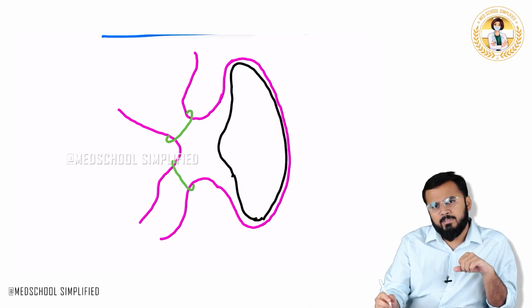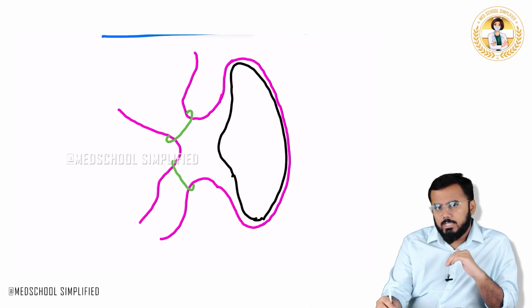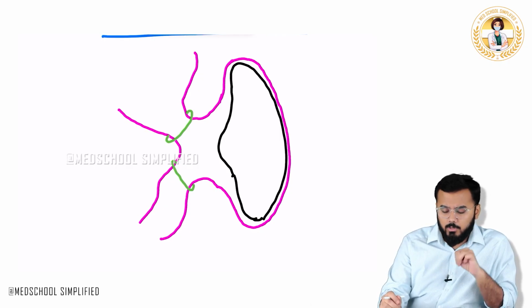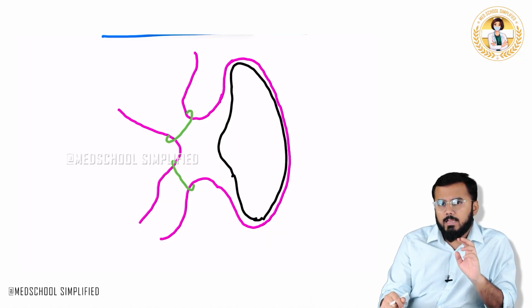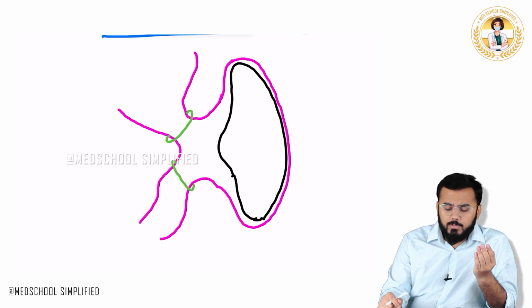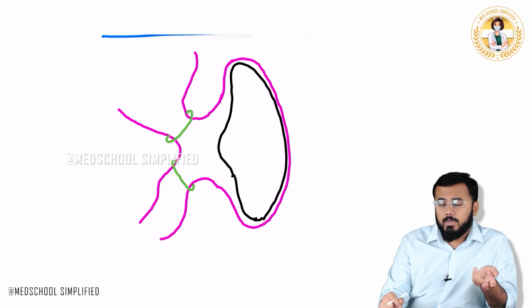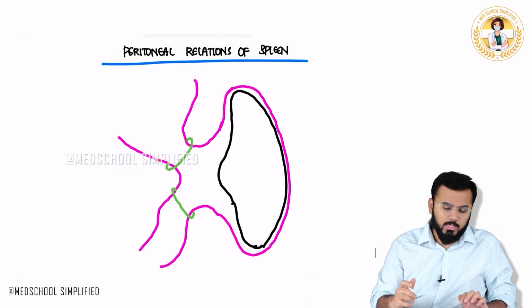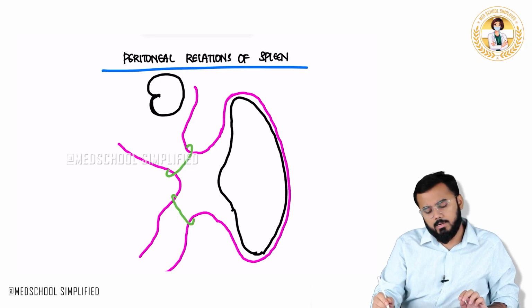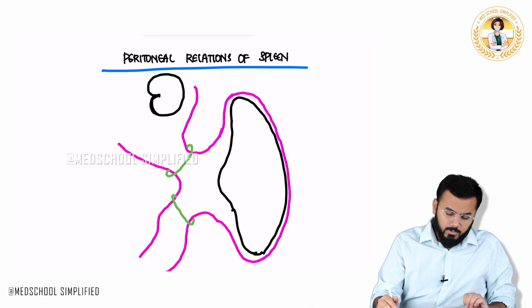In the same way, this entire part which you can see here goes and attaches to the stomach. This fold of peritoneum, if it is attaching to the stomach, becomes a ligament, and that is called the gastrosplenic ligament. So to the stomach it is the gastrosplenic ligament, and to the kidney it is the lienorenal ligament. Where is the kidney located? Kidney is somewhere here. I am just drawing a rough picture here. So this will be your kidney.